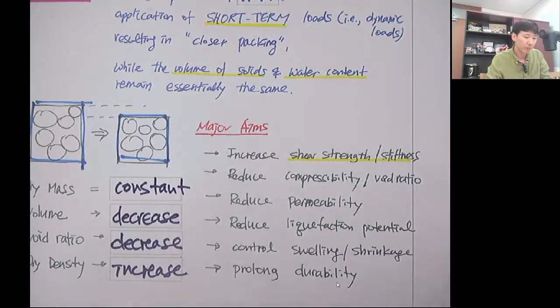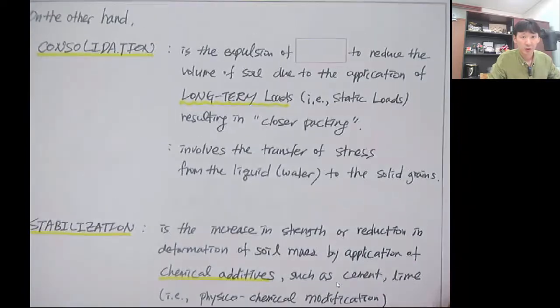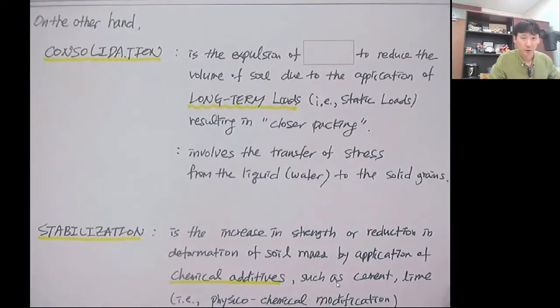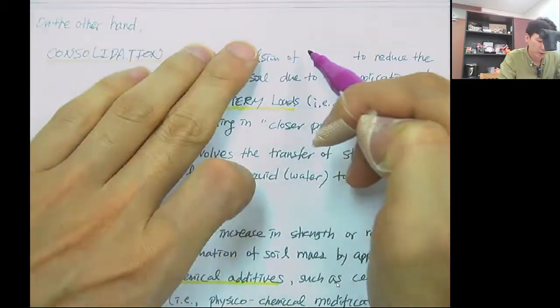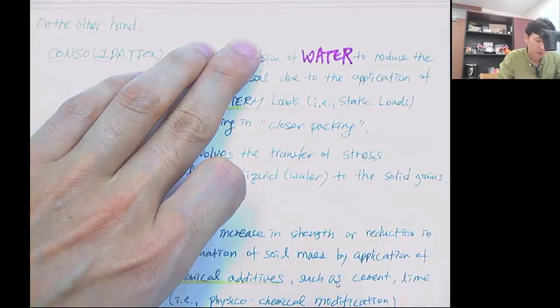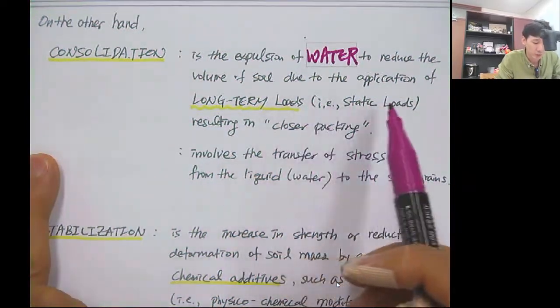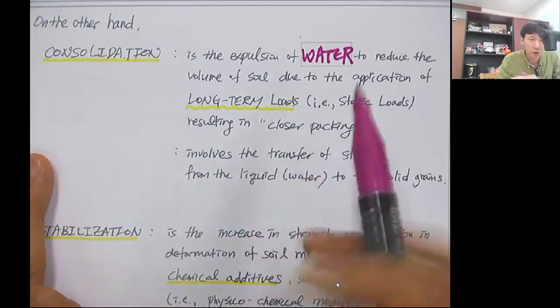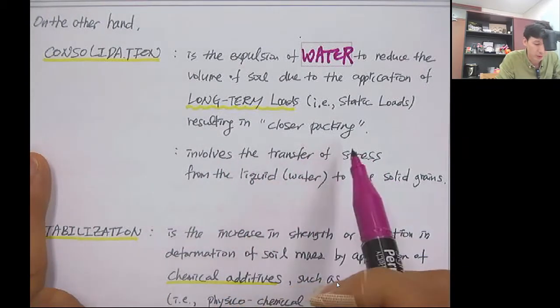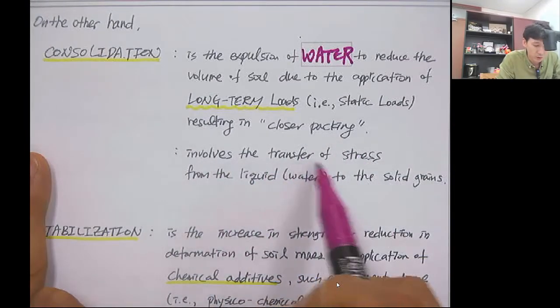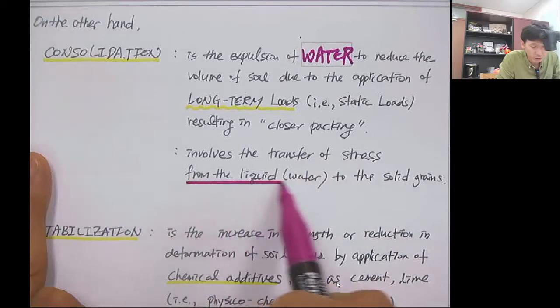On the other hand, we sometimes use the consolidation, but consolidation is a totally different process from the compaction. So the consolidation is the expulsion of water instead of air to reduce the volume of soil due to the application of the long-term load. Here, during the consolidation, we don't change the load that much, so it can be called a static load, and this results in also the closure packing. And consolidation involves the transfer of the stress from the liquid to the solid grains.